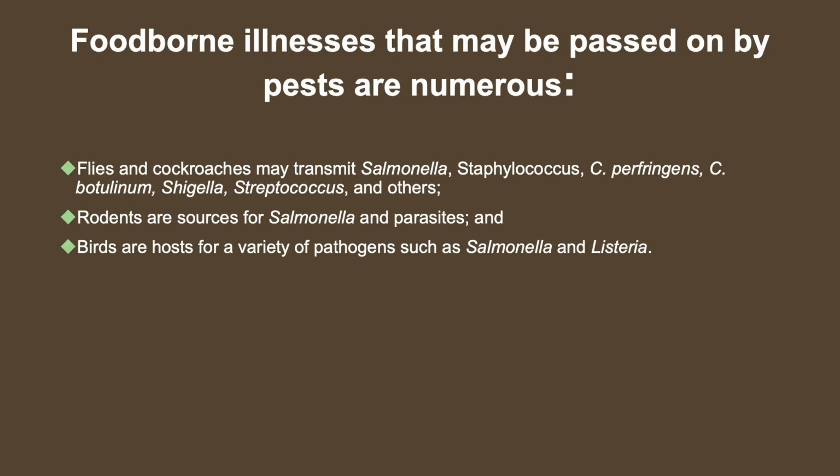There are numerous types of foodborne illnesses that may be transferred or passed on by pests. Flies and cockroaches may transmit Salmonella, Staphylococcus aureus, Clostridium perfringens, Clostridium botulinum, Shigella, Streptococcus, and many others. Rodents are the source of Salmonella and parasites, and birds host a variety of pathogens, such as Salmonella and Listeria.